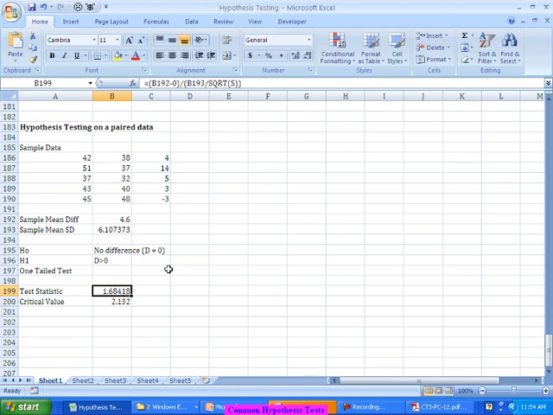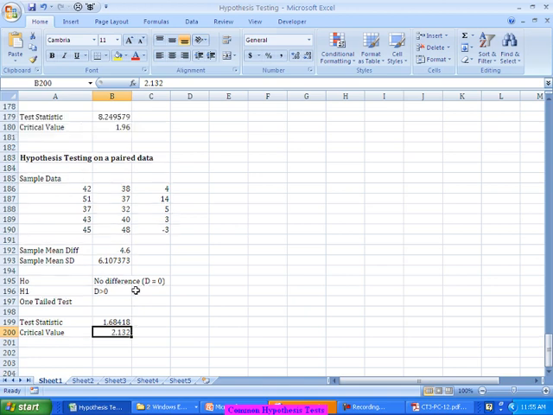If it had come to greater than 2.1, then I would have rejected the null. But here I don't have the evidence to reject the null hypothesis. I will go ahead with the null hypothesis, and I can very well conclude that at the 5% significance level, there is no solid evidence to say that the training had really improved the performance of the employees.